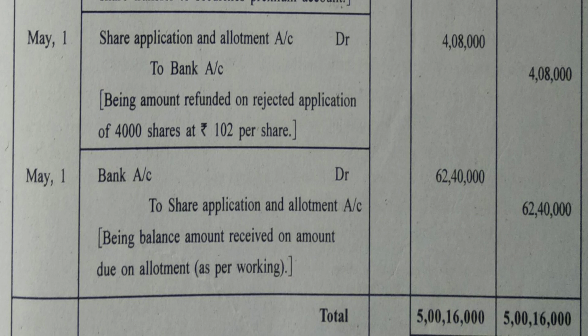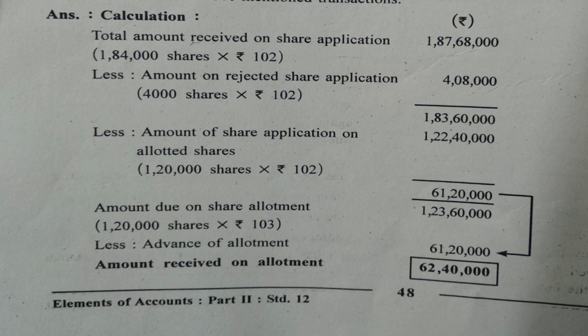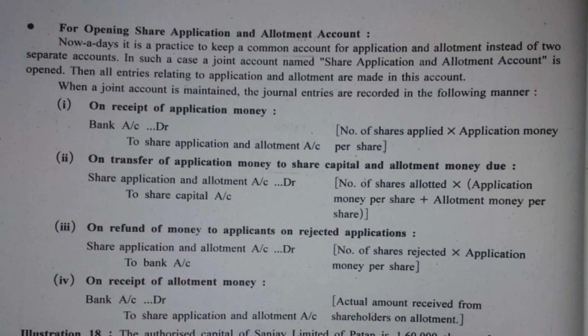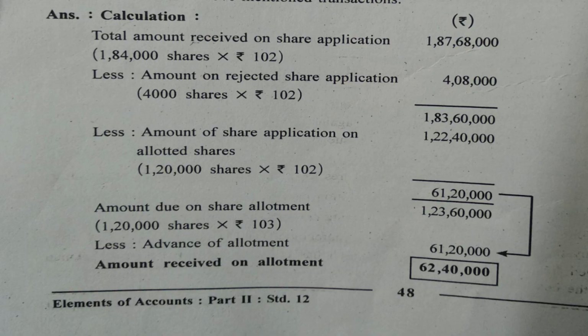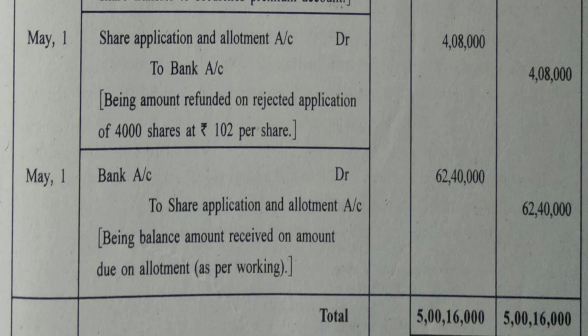Here we have just calculated the amount of advance of allotment, but we have not shown it in journal entries. Yes, because there is no mention about the same in the journal entries that we have learned here when a combined account of share application and allotment is kept. You simply have to deduct that amount. You have to calculate it, but you don't have to show that separately. Alright? Okay. So this completes illustration 18, which was very simple and was easy. Of course, the total of debit and credit is to be similar.